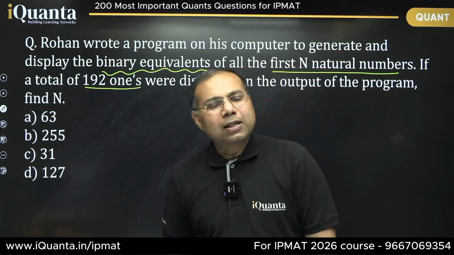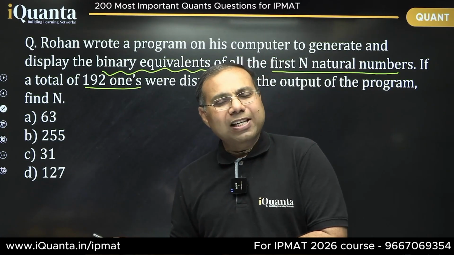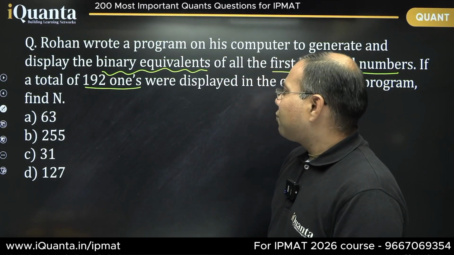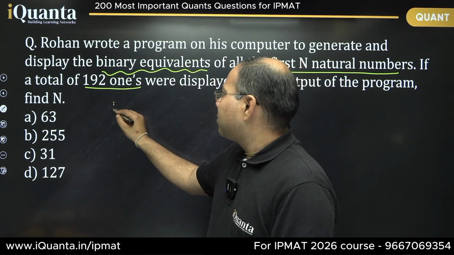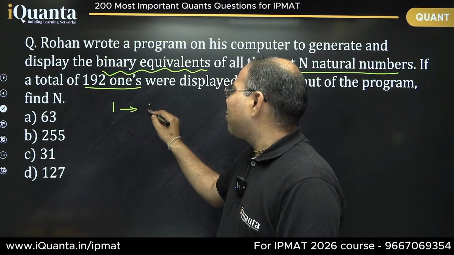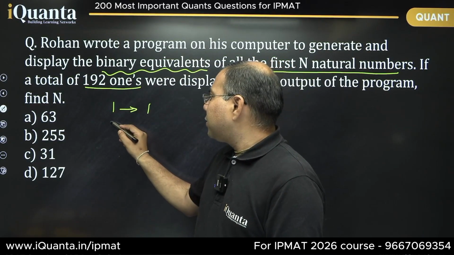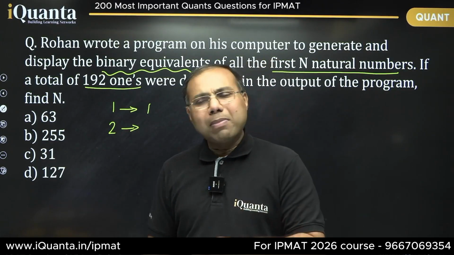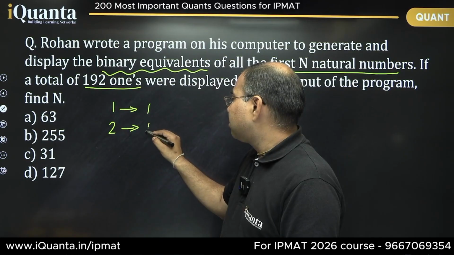Here, I hope all of you know how to convert a number from natural numbers of base 10 to binary numbers, right? So let's write a few numbers first. If I'm writing only single digit numbers, let's say 1. When you write 1 in binary, it is 1 only, right? But when you write 2 in binary, it becomes a 2-digit number. It is written as 10.